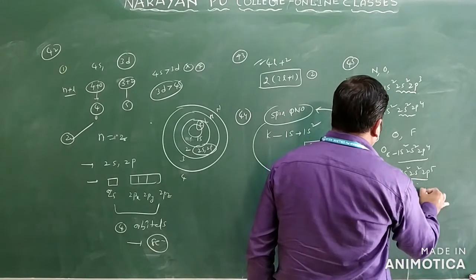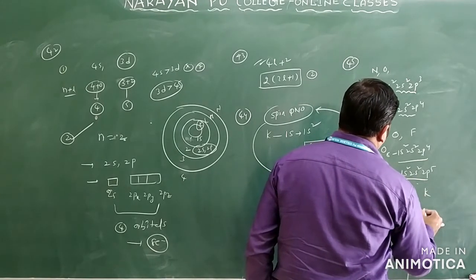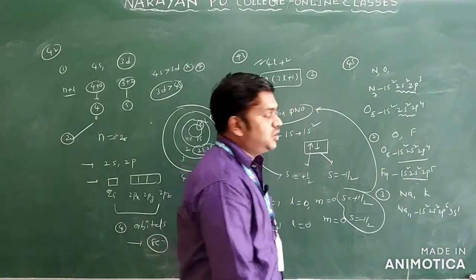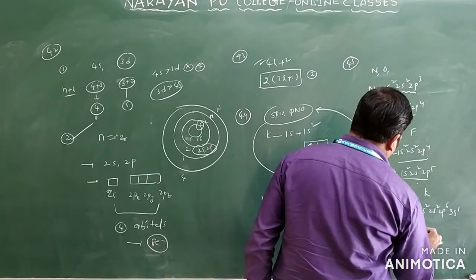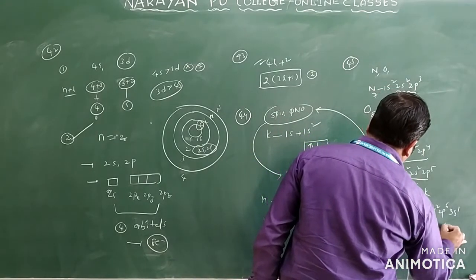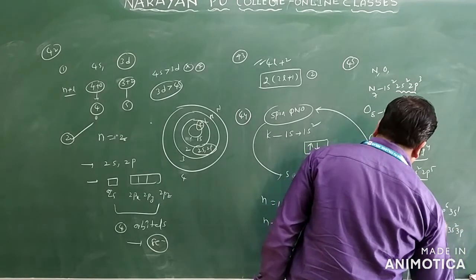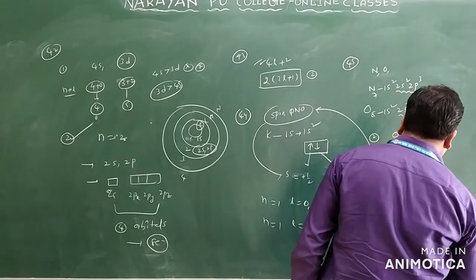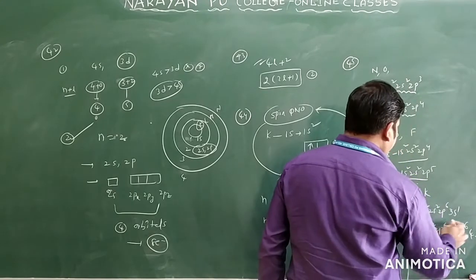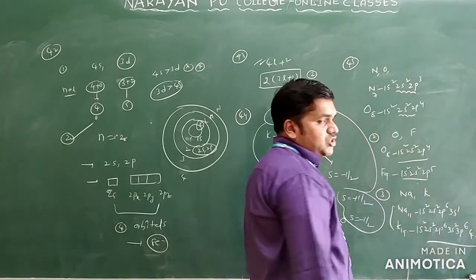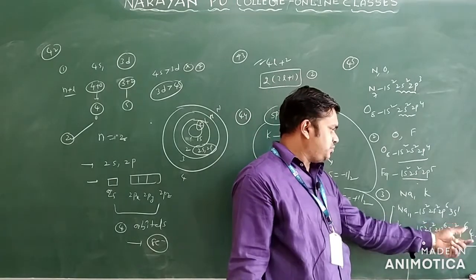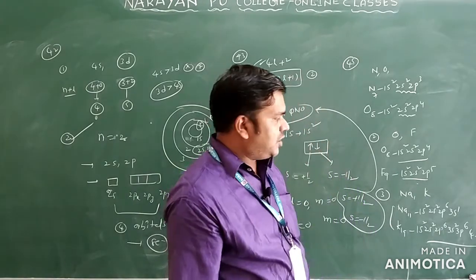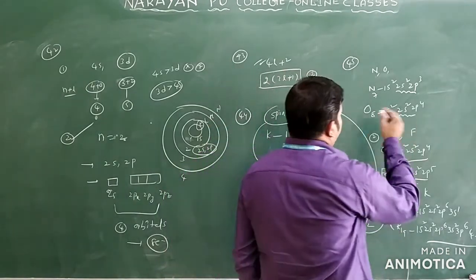Come to option 3, they give sodium and potassium. Sodium is 11, you will write 1s2, 2s2, 2p6, 3s1. Potassium we have 19: 1s2, 2s2, 2p6, 3s2, 3p6, and you will write 4s1. You see, do both have the same set of orbitals? No. Here 1s2, 2s2, 2p, 3s is there, and 3p and 4s are also there. So this is not having the same set of orbitals. So option 3 is not having the same set of orbitals.